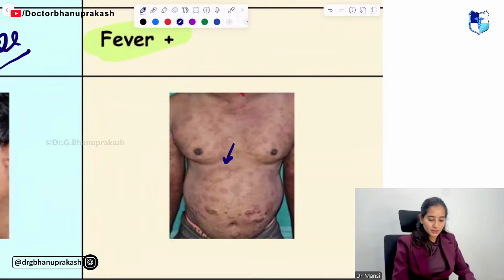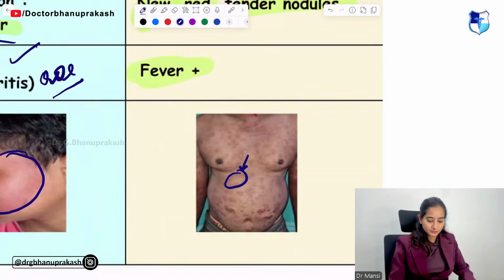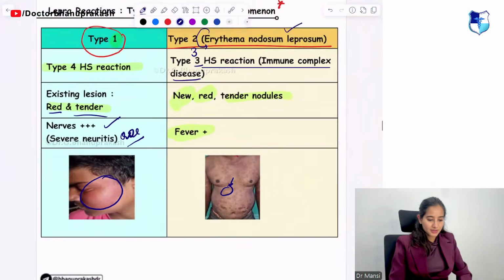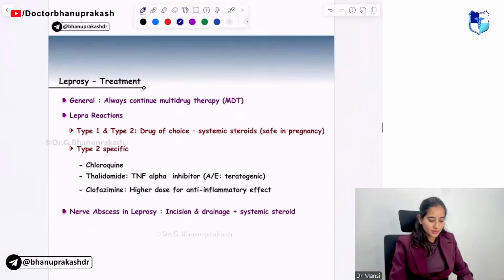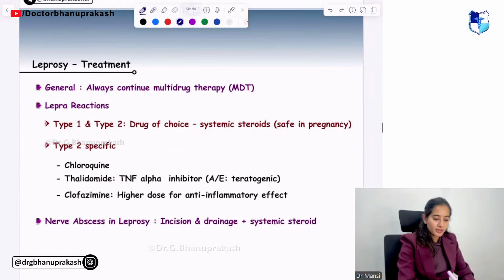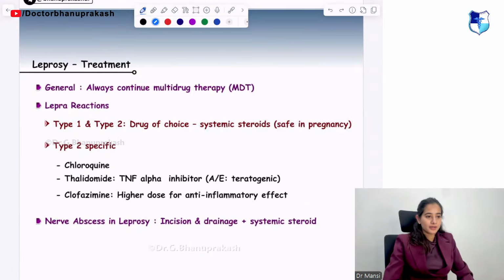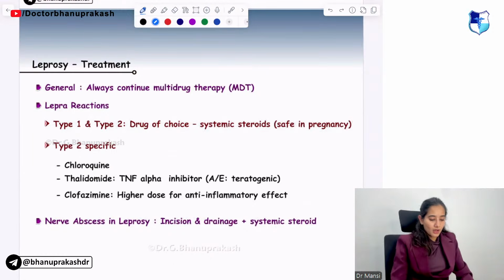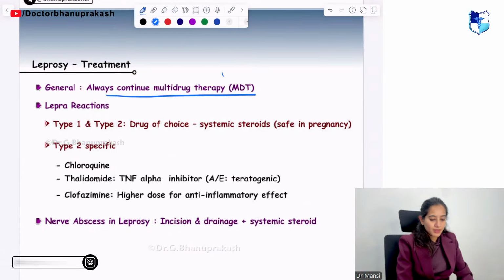So you can see here they will have nodules. That is classical of type 2 Lepra reaction. Now we discuss the red kit, which will be given to the patient every 28 days. So always continue with multi-drug therapy.